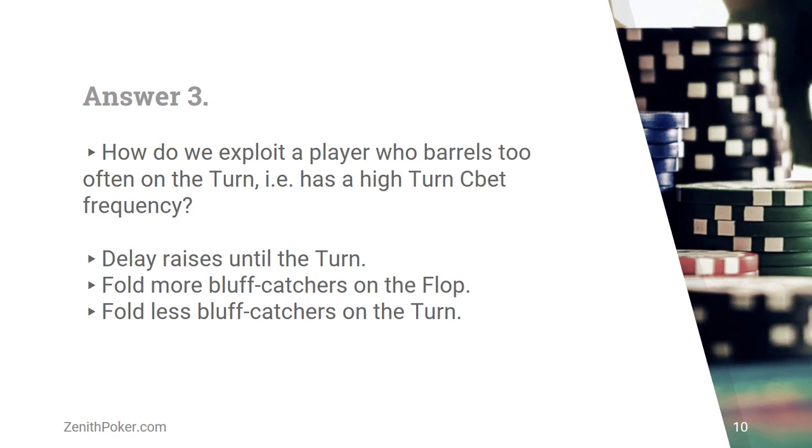Okay. So players who barrel too often, usually it means that their range is less polar in that spot. So here on the turn, their range is much less polar, and so that's why you're going to delay your raise until the turn. So you're raising into the less polar range, which is good for you. Right, you're slow playing the flop because they're betting at a high frequency on the turn. Folding more bluff catches on the flop, folding fewer bluff catches on the turn.